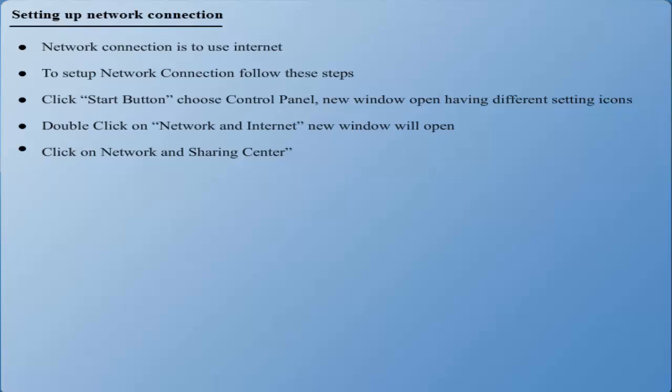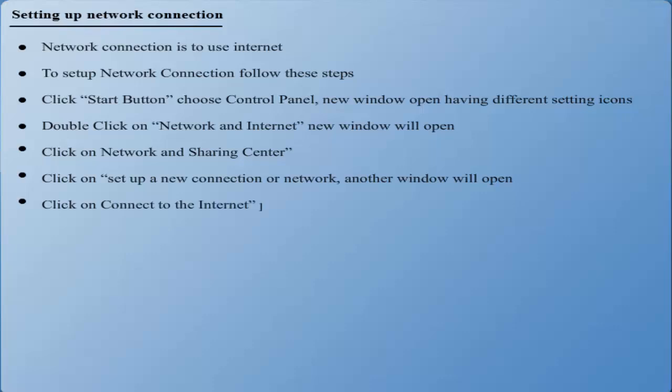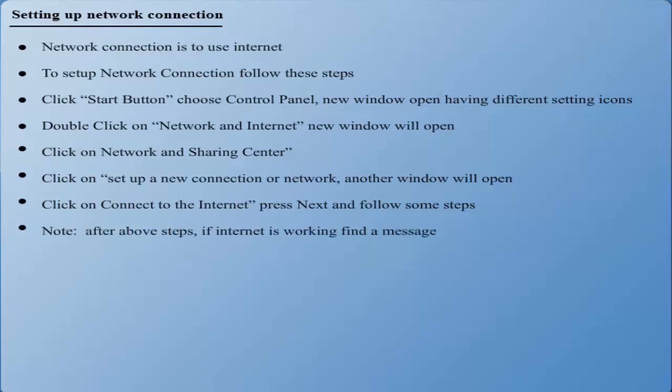Number 5. Another window will open and then click the Connect to Internet and press Next. Note: after the above step, if internet is working on your system, then you will find the message you are already connected to the internet. It simply means that you can go to your internet browser and use the internet. Otherwise, follow the next steps given below.